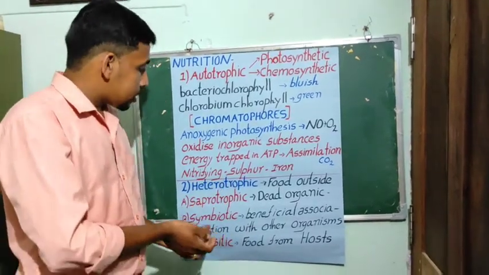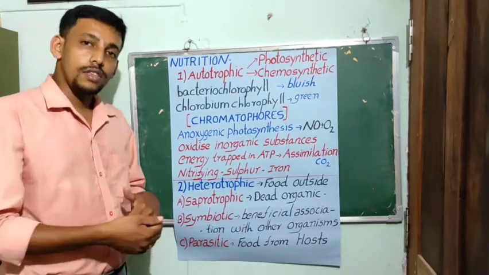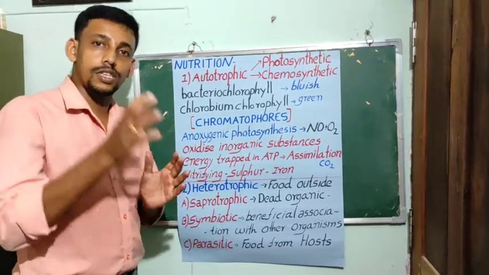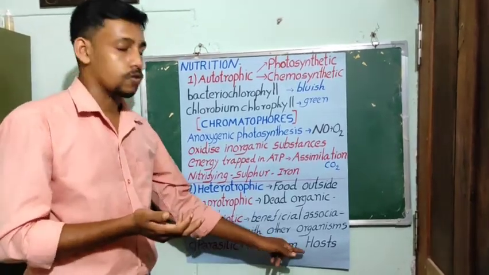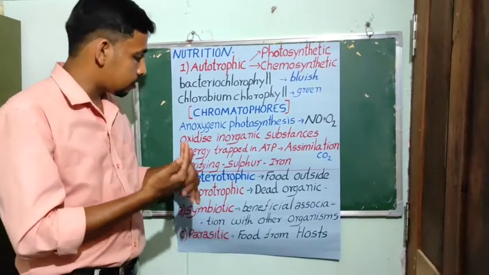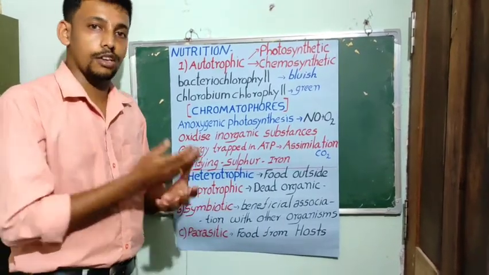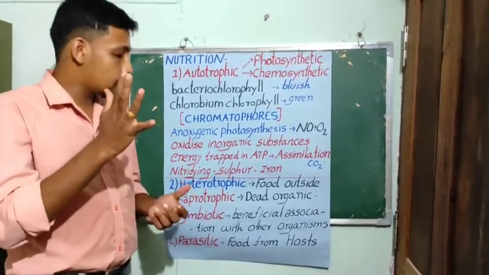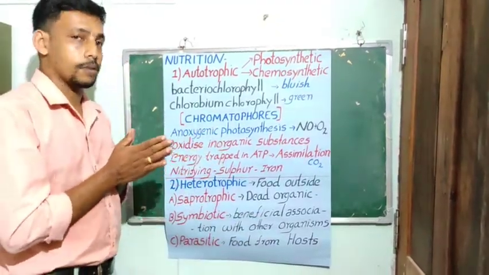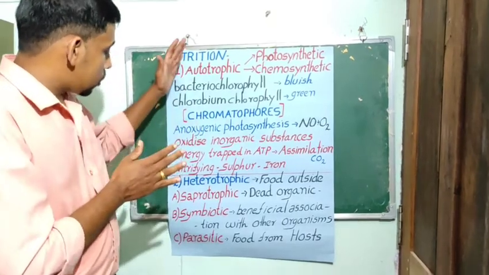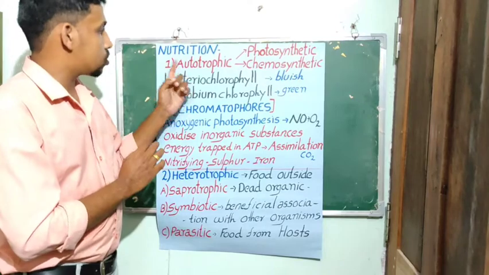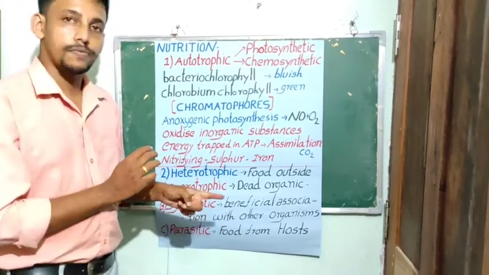Then there is the parasitic bacteria. They obtain food from other living organisms. So these living organisms are called what? Host. So they obtain food from their host. They live in the body of other organisms and obtain food from them. So these other organisms are known as what? The host.